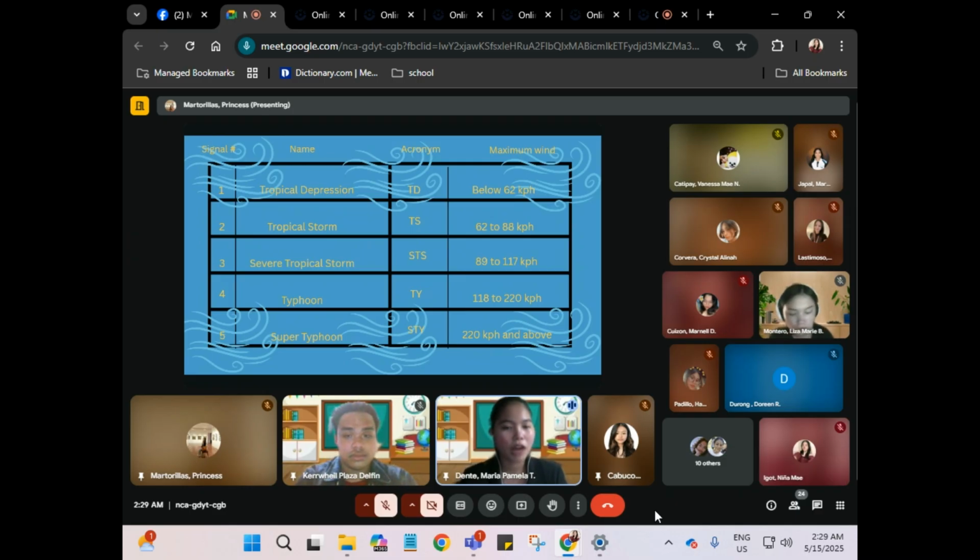All right, so now let's move on to the five types of tropical cyclones, class. Each one is different in strength and can bring different kinds of weather. We also use storm signals to warn people when a storm is coming.